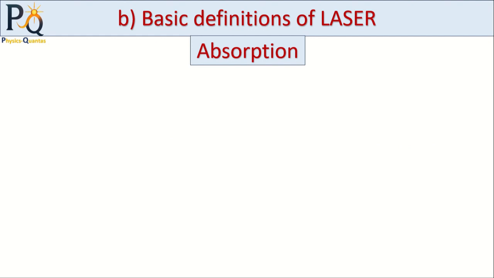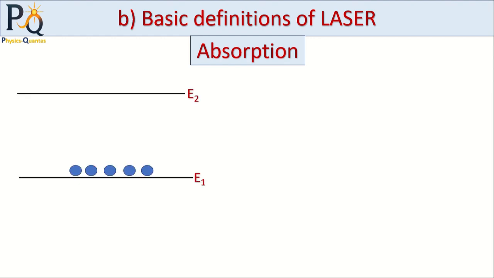And the next one, absorption. The general meaning of absorption we know is taking. Now, for example, if I take two energy states E1 and E2, E1 is a ground state and E2 is an excited state. If we give energy to this, the particle can absorb that energy and move to the E2 state, meaning the particle gets excited.